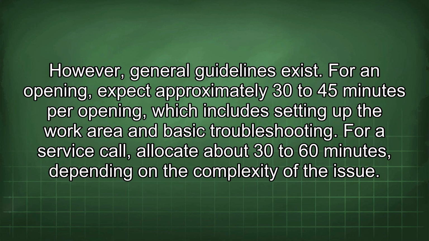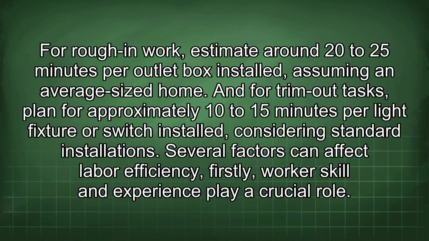However, general guidelines exist. For an opening, expect approximately 30 to 45 minutes per opening, which includes setting up the work area and basic troubleshooting. For a service call, allocate about 30 to 60 minutes, depending on the complexity of the issue. For rough-in work, estimate around 20 to 25 minutes per outlet box installed, assuming an average-sized home. And for trim-out tasks, plan for approximately 10 to 15 minutes per light fixture or switch installed, considering standard installations.